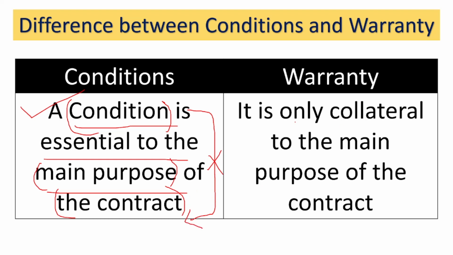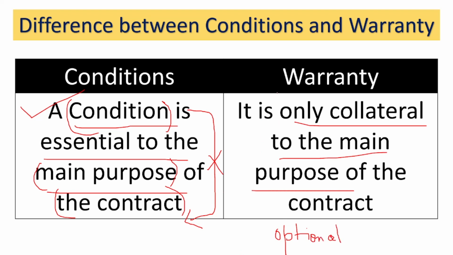Warranty, it is only collateral to the main purpose. Means we can say that warranty is optional. We cannot say that if warranty is not there then contract is not there. No, even if warranty is not there the contract still exists, but if condition is not there the contract will not exist.